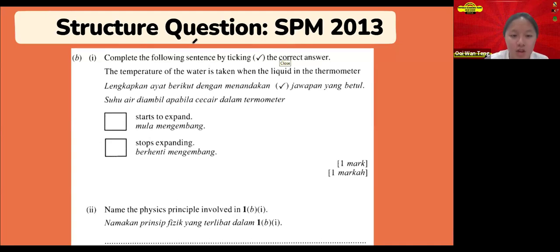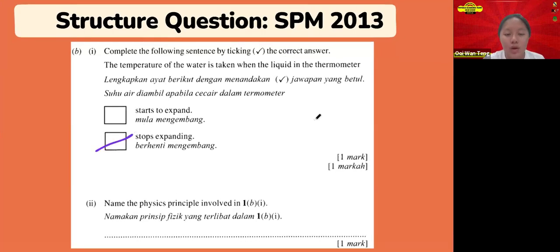Yeah, the correct answer is stop expanding. But why do we have to take the temperature when the liquid in the thermometer stops expanding? It is because it is related to our subtopic today, which is thermal equilibrium. So when the liquid in the thermometer stops expanding, it means that the thermometer and the water have reached thermal equilibrium, and thermal equilibrium occurs when the thermometer and the hot water are at the same temperature, and there is no net heat transfer between them. The net heat transfer has become zero.